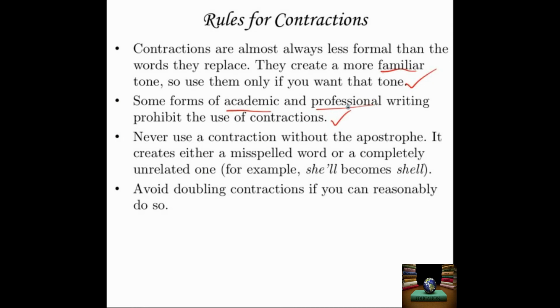Never, never, never use a contraction without the apostrophe. I don't care if your phone keypad doesn't necessarily have an apostrophe button. If you have an apostrophe key or the ability to write an apostrophe with your pen, always use the apostrophe. Using a contraction without the apostrophe either creates a misspelled word or it creates a completely unrelated one. So, for example, she'll, she will, becomes shall, which is a perfectly good English word. It just means absolutely nothing like what you meant to say. Finally, avoid doubling contractions if you can reasonably do so. It is the most informal use of contractions, so dial it back.